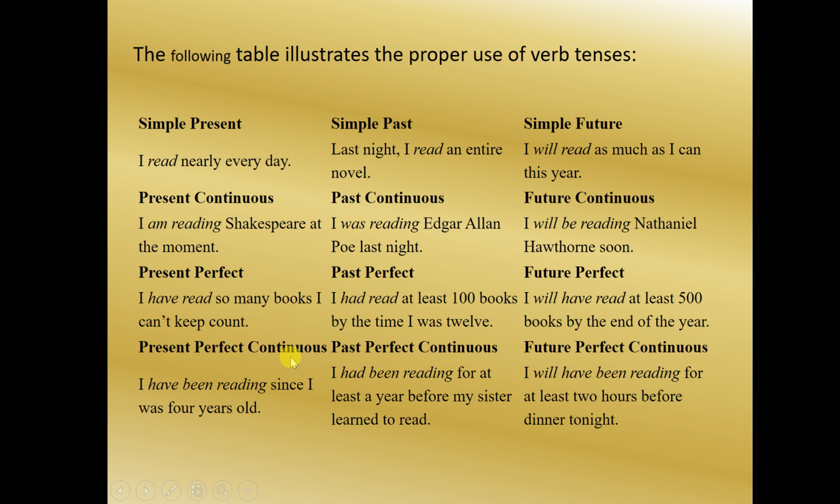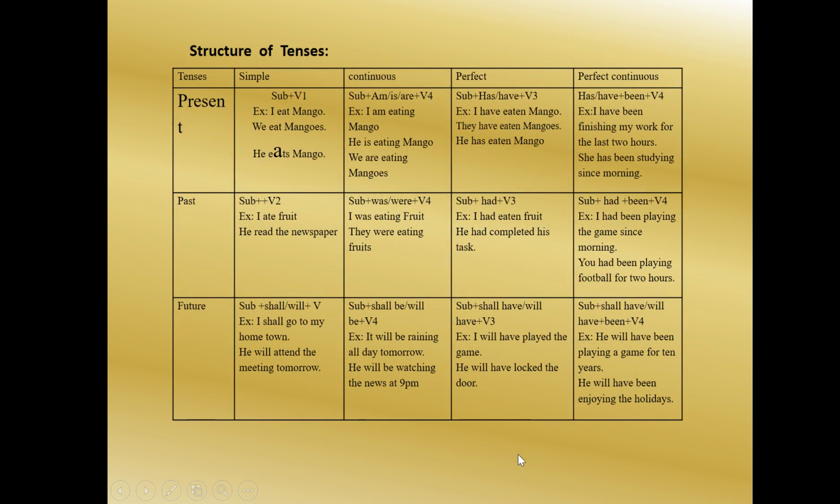In present perfect continuous, I have been reading since I was 4 years old. In past perfect continuous, I had been reading for at least a year before my sister learned to read. Future perfect continuous, I will have been reading for at least 2 hours before dinner tonight. These are the examples for writing tenses.